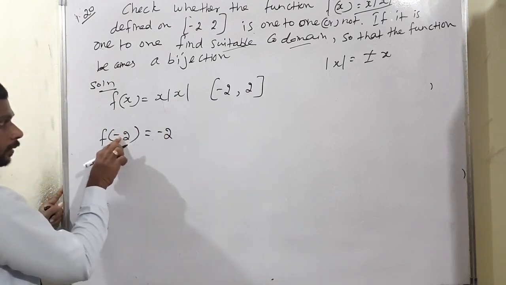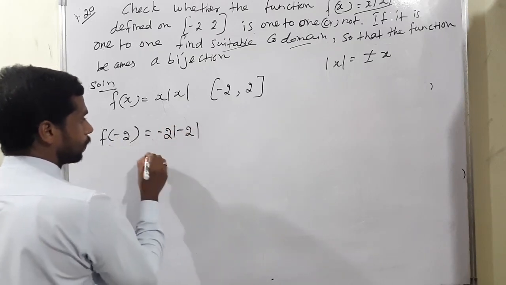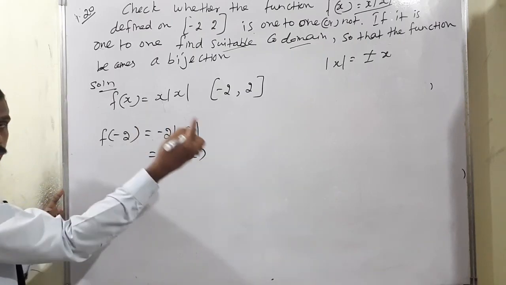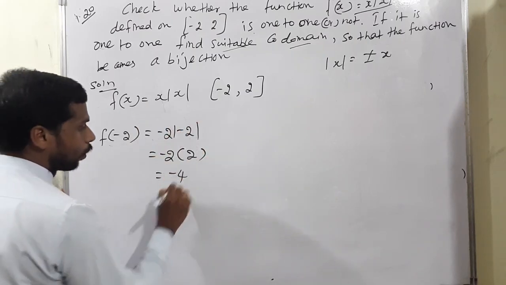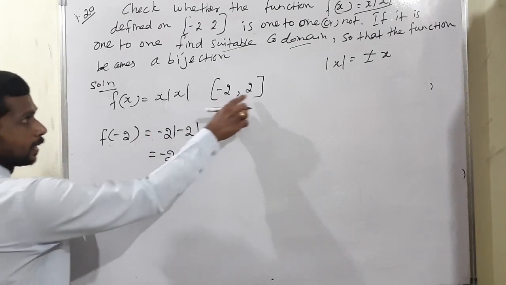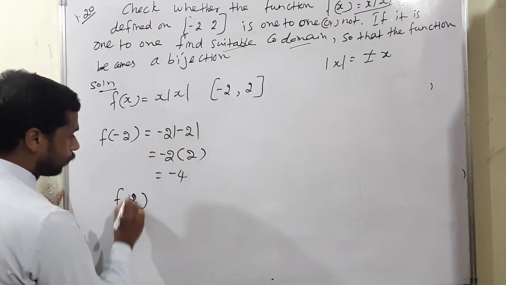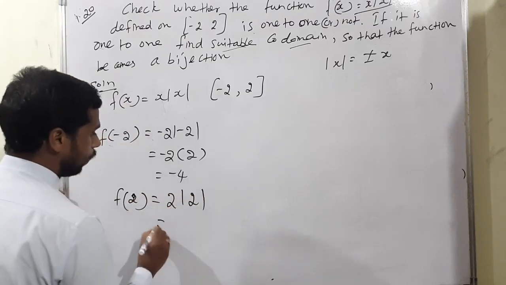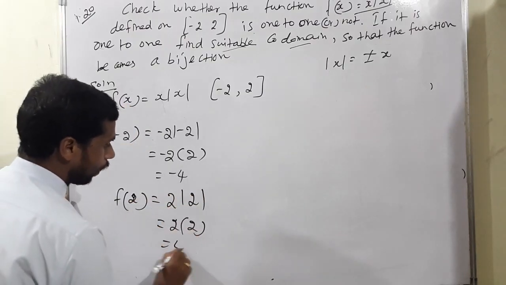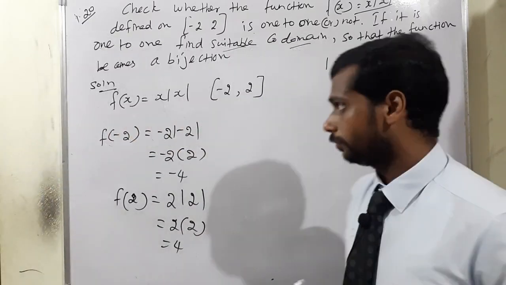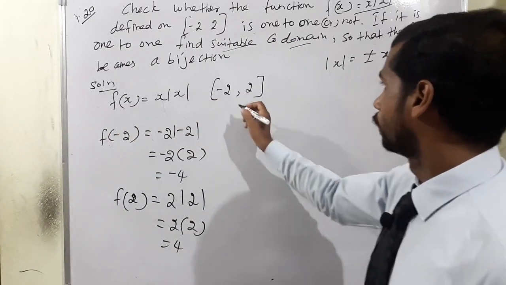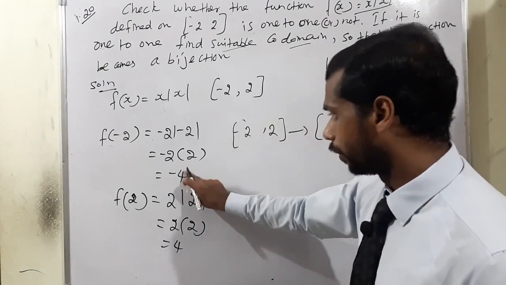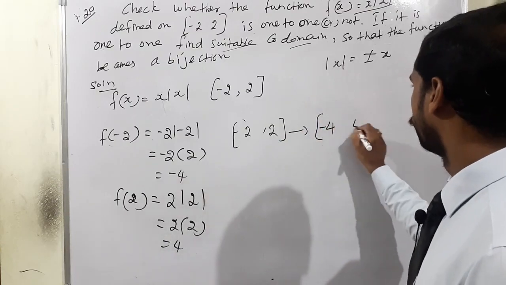Then the x value I have considered is minus 2, again modulus of minus 2. If you remove the modulus, the negative value is converted to positive. Again negative 2 into 2 gives the output negative 4. Next case, positive 2: f of 2 is equal to 2 times modulus of 2, again 2 into 2, output we have 4. Therefore, the output we have is negative 4 to positive 4.